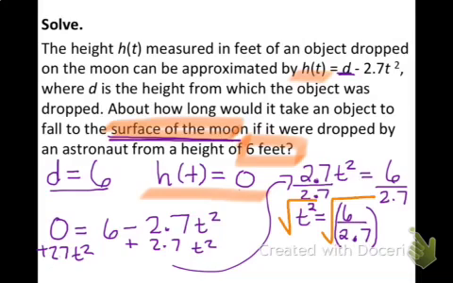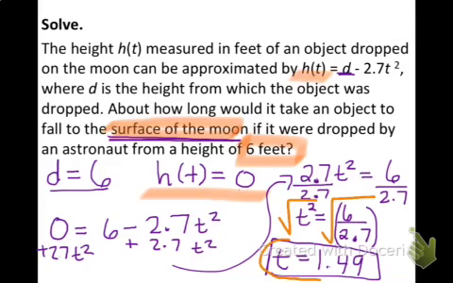When you do that, you should get that t is equal to 1.49. Now, of course, we know that whenever you get the square root, you generally get two answers, but since time can't be negative, you only have the positive. So you only want to use the positive answer if you're talking about time. Hopefully that helped.